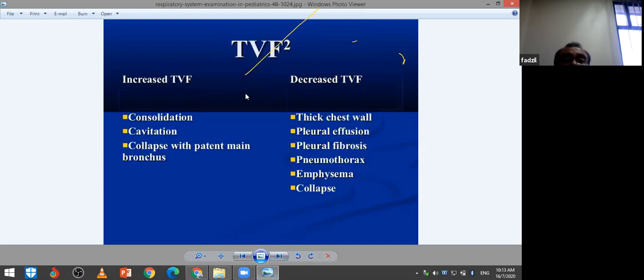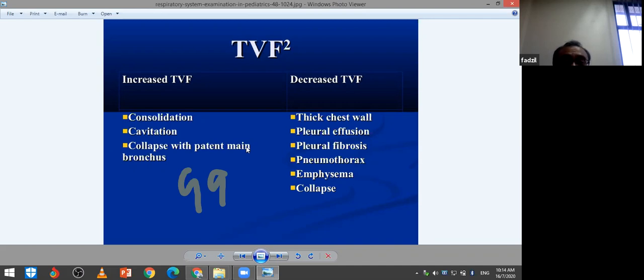Vocal fremitus, okay. We go by theory. It is increased in consolidation and cavitation, and decreased in collapse of main bronchus, thick chest wall, effusion, fibrosis, pneumothorax. The best words are 99999, because we want the vibration. The thing is, can you ask a 4 year old to say 9999? If you can do that, I salute you. I don't know how to ask a 3 or 4 year old child to say 9999.